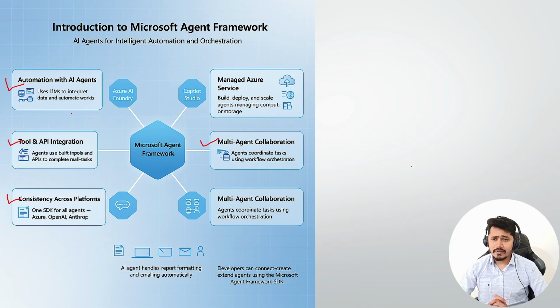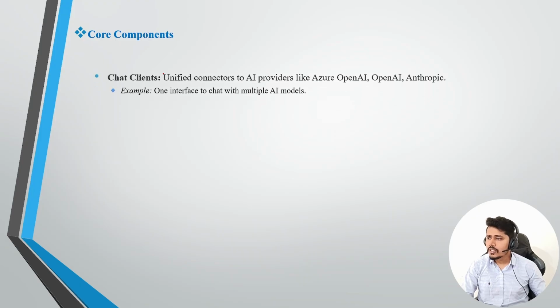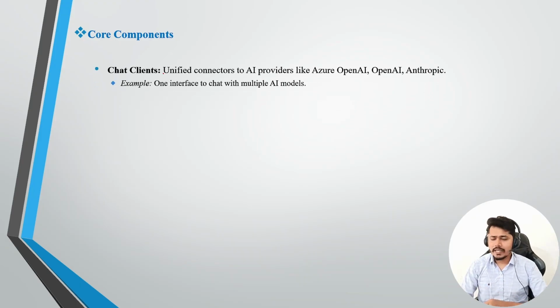So let's deep dive and understand what are the core components that are available under this particular agentic AI framework. So first one is the chat client. Now chat client again is a unified connector which helps you connect to your multiple services. Let's say today you are consuming the model from Azure OpenAI and tomorrow you want to flip to, let's say, Google Gemini model. You can easily do that.